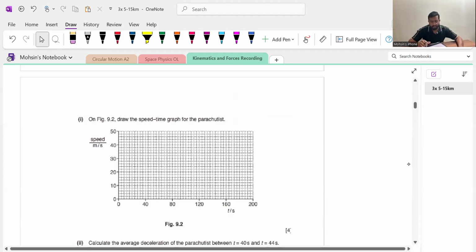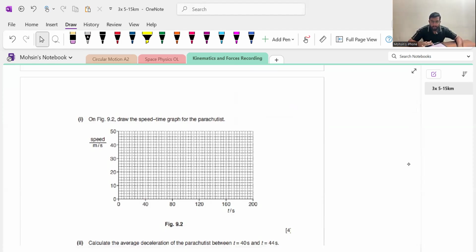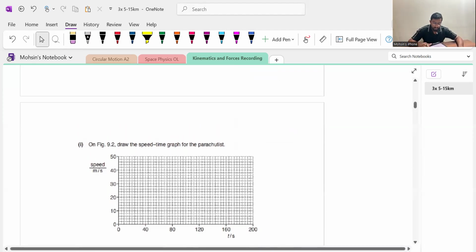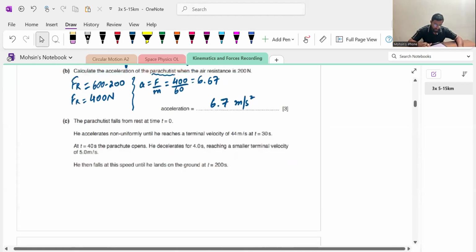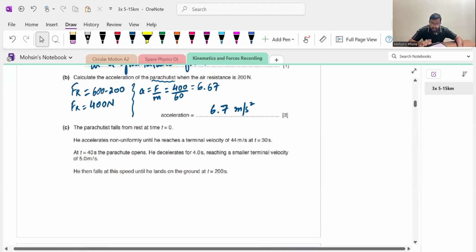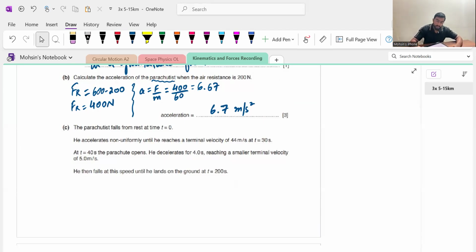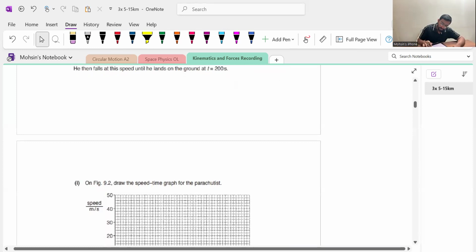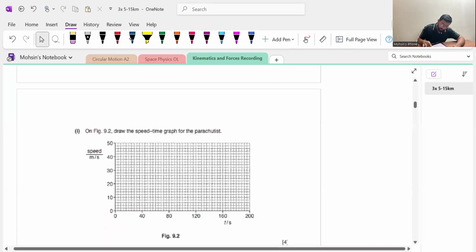Draw the speed time graph for the parachutist. So they have marked all the speeds and times. You are required to draw the graph only. So first we have to break it down: at time zero, the parachutist was at rest. It means at time zero, his speed was zero.